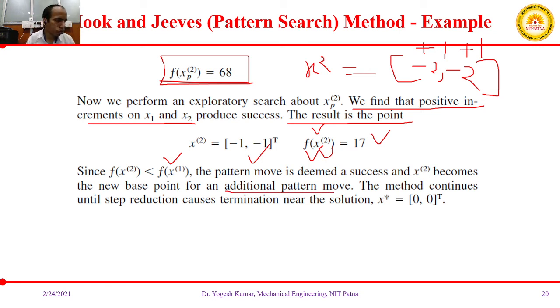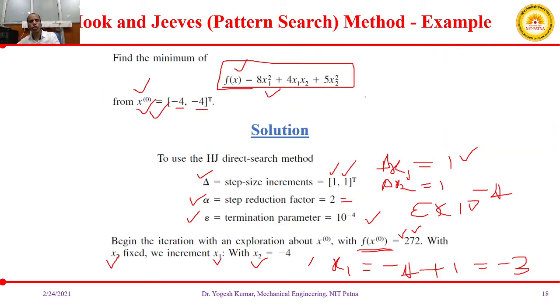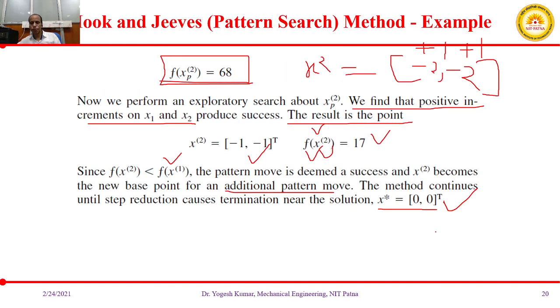Okay, so if you do this process repetitively, you will find the optimum value for this particular function, which will be x star, with x1 equal to 0 and x2 equal to 0, that is 0, 0. Okay, so the optimum value for this particular function, fx equal to 8 x1 square plus 4 x1 x2 plus 5 x2 square, will be 0, 0. Okay, so this is all about the pattern search method.